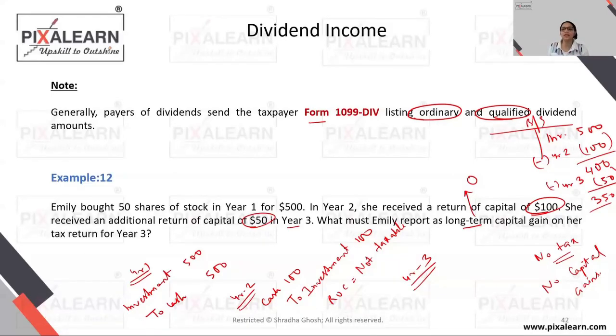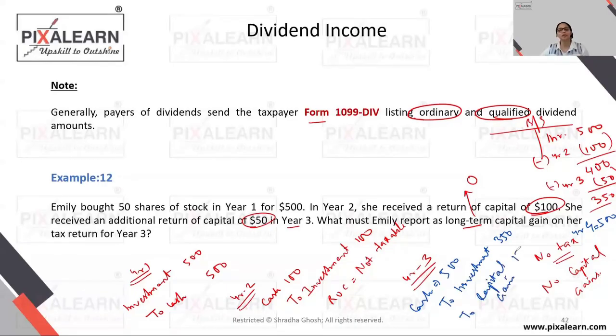After that, let's say the company gives me another $500. I'm just continuing this example a little bit more. Now the company pays me 500. So what will I do? In year 4, I received 500, so I got cash of 500. The investment that I had of 350 would come down. And then anything extra that I receive will be a capital gain of 150.